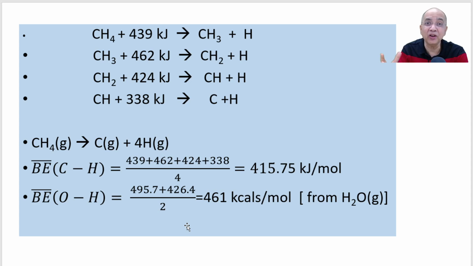For example, in phenol, that O is bonded to an sp2 hybridized carbon. In ethanol, that is bonded to an sp3 hybrid carbon. So later on we'll know. As the hybridization of the neighboring atom changes, the bond energy will also vary slightly, sometimes drastically.